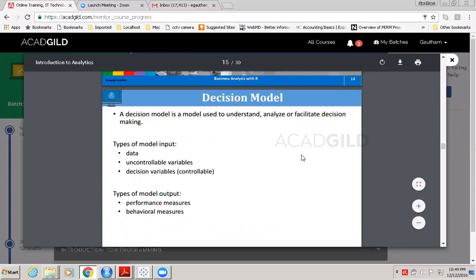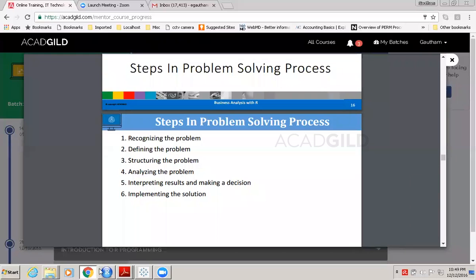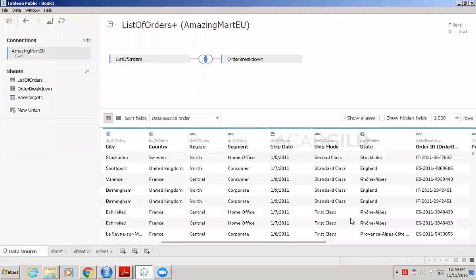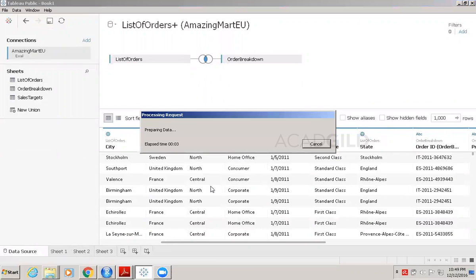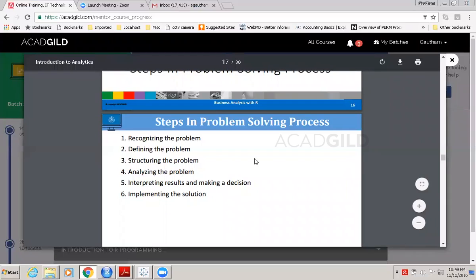We have already gone through this. Steps in the problem solving process, we have gone through them in our examples, but I will just go through it. First, recognizing the problem. That is a very important aspect. When you look at this information, what is the problem statement? The problem statement is that by looking at this information, you want to be able to predict the sales, the future sales. That is your problem. So that is recognizing the problem.